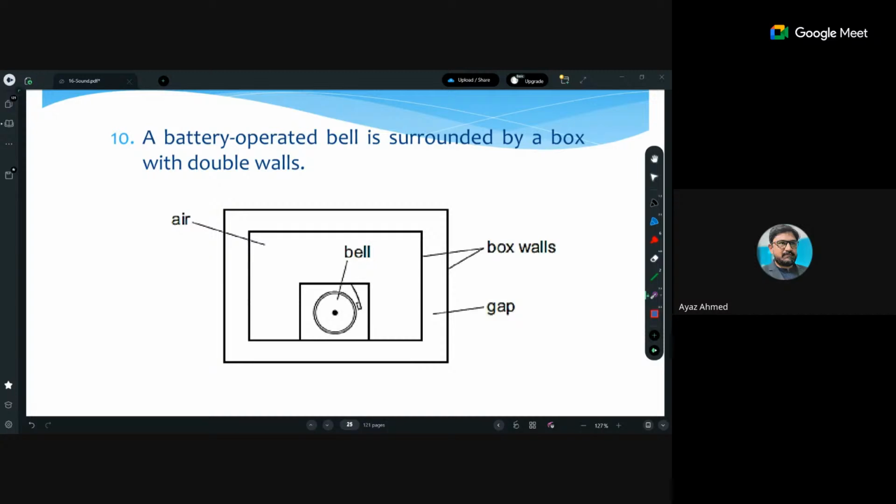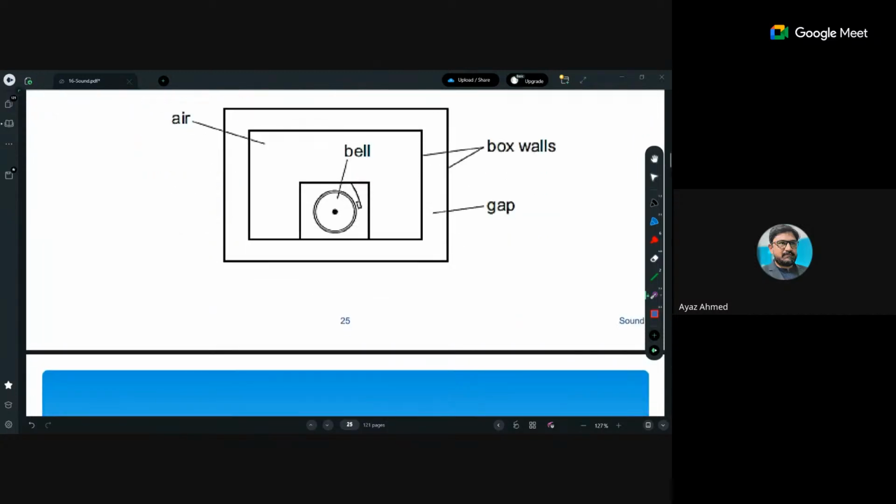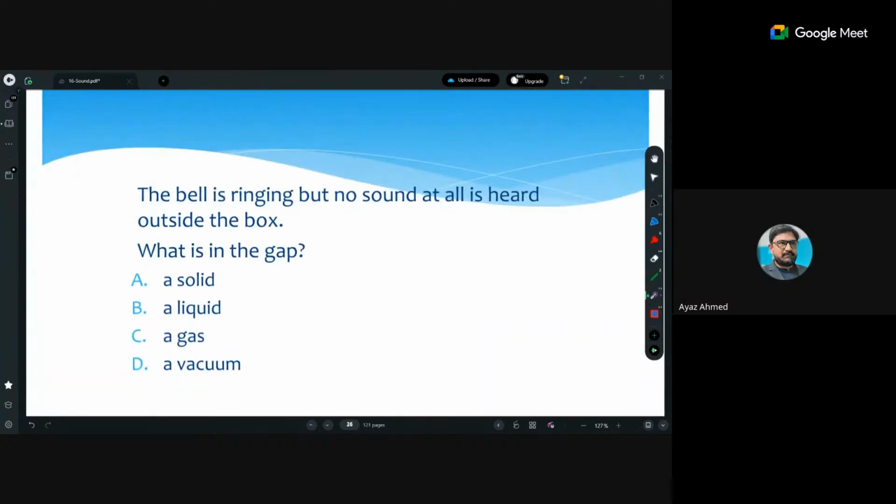The battery operated bell is surrounded by a box with double walls. Box walls are there, then gaps are there, then the bell is there, and air is inside. The question is, the bell is ringing but no sound is being heard. What is the reason? What is in the gap? A vacuum. Are you getting my point?